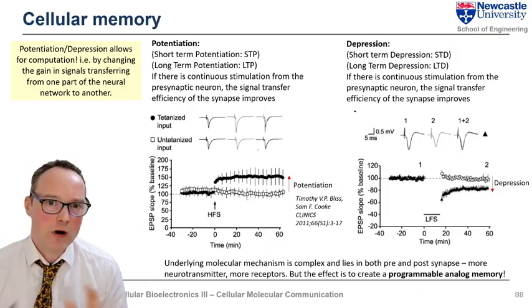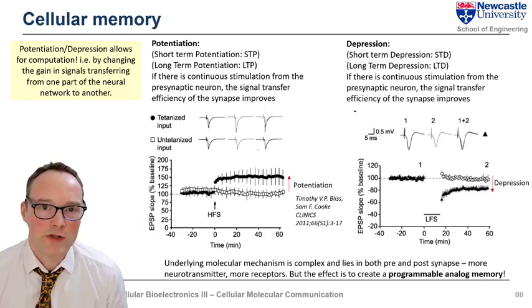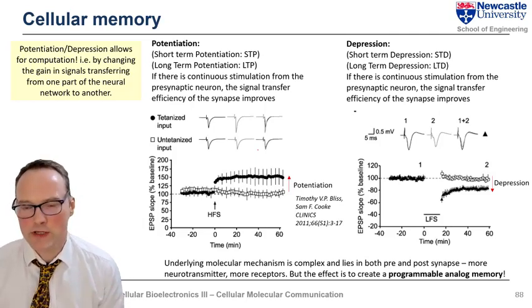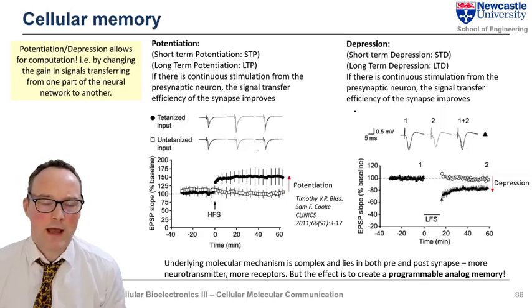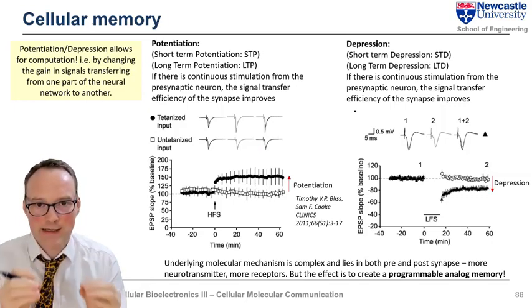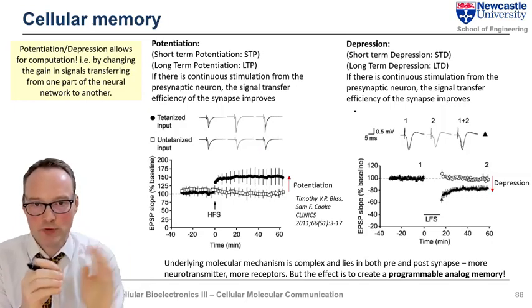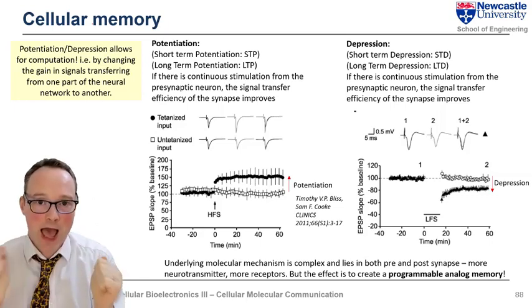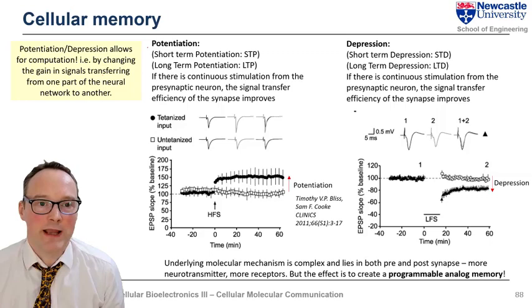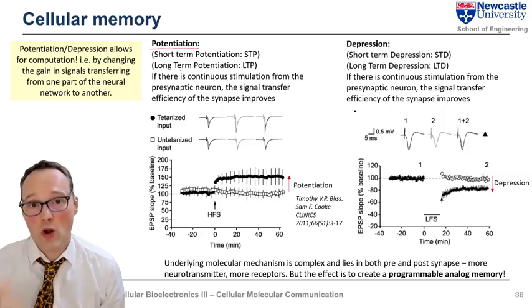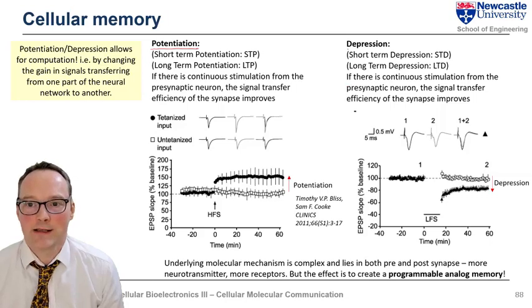And this is where we have to talk about cellular memory and potentiation. We kind of discussed this briefly before, but just to emphasize this again. There are two types of cellular memory, and these relate to the efficiency between the presynapse and the postsynapse. If you've got a high efficiency of information transfer, it's potentiated. If you've got a low efficiency, it's depressed.